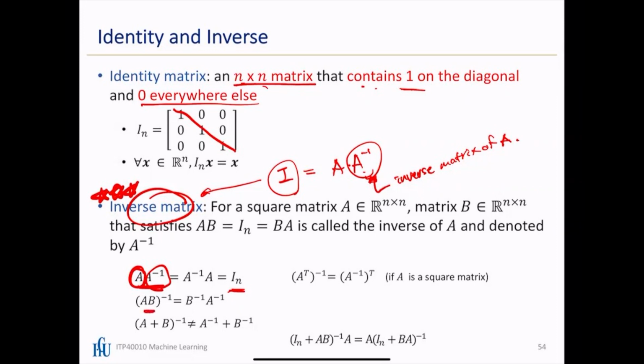If you have a multiplication of matrices and take the inverse of them, then you switch the order and take their inverses. And A transpose inverse is the same as A inverse transpose. And just for note, A plus B inverse is not equivalent to A inverse plus B inverse. This is a sort of intense form, but we are going to see this in eigenvalue decomposition.